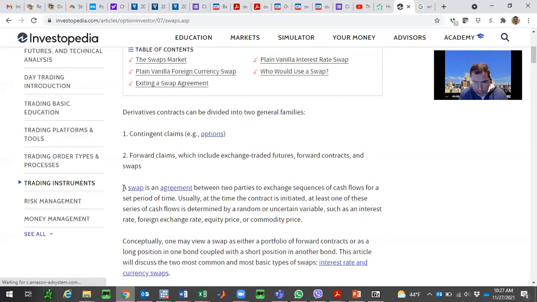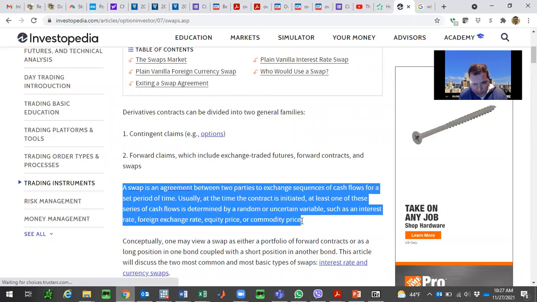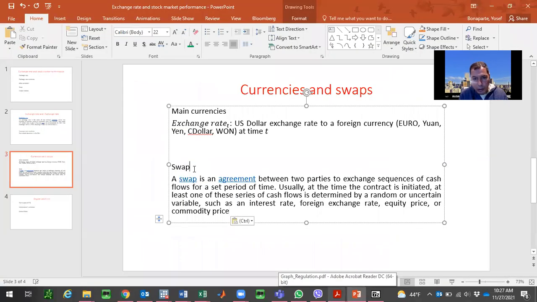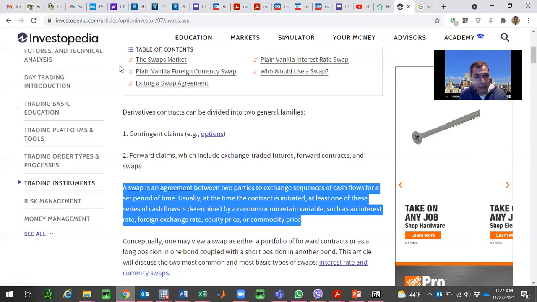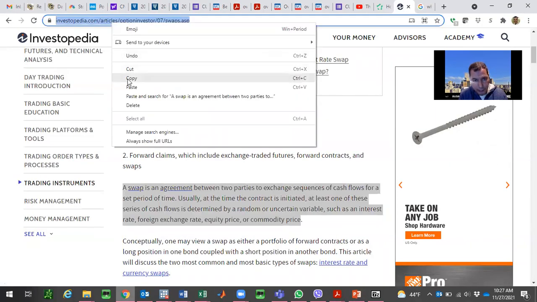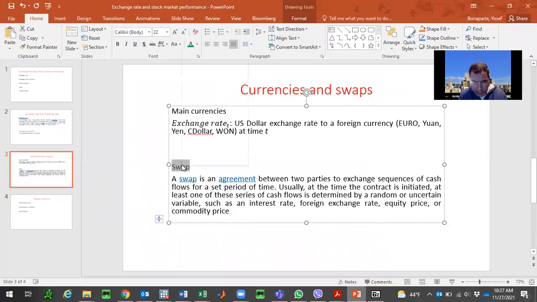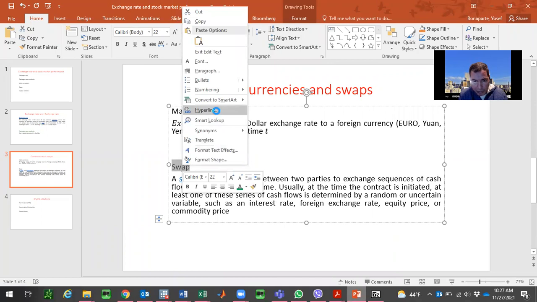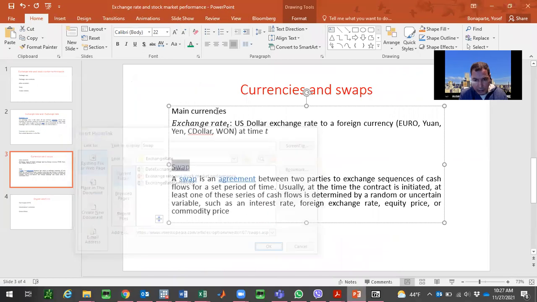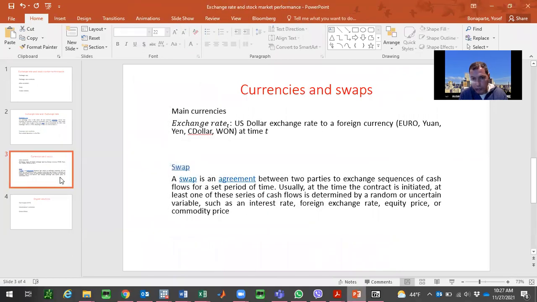A swap, here is the definition for a swap from Investopedia, nicely done. And then if you want to link it, you just right-click. We're going to go back to the slides, right-click, hyperlink, and done.